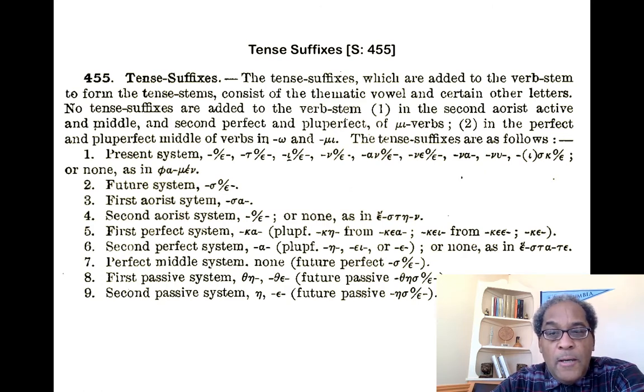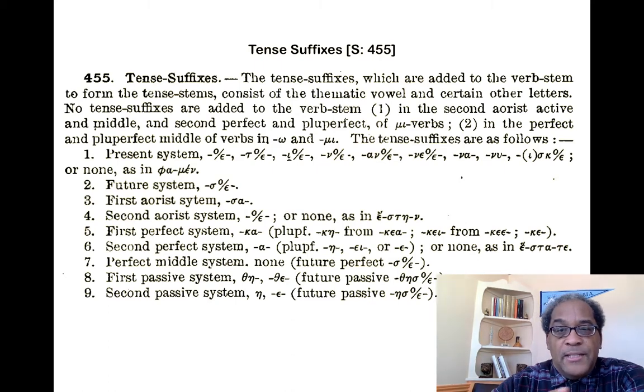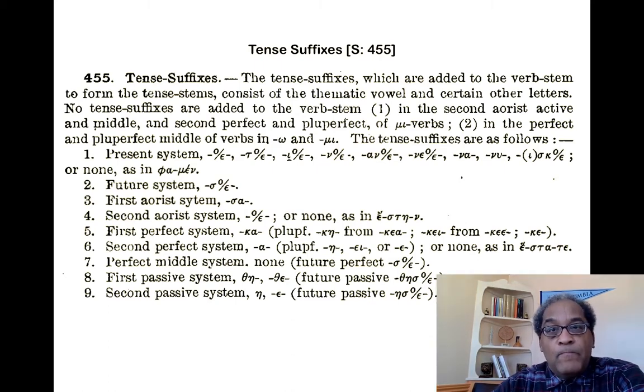or no suffix at all. In the perfect middle system, we have no suffix, but the endings are added directly to the stem. And then in the first and second passive, we have theta eta, or eta alone. And in the future passives, we have theta eta sigma with the omicron thematic vowel, or alpha sigma with the omicron thematic vowel. So again, this chart of tense suffixes found at Smyth 455 is very important to consolidating your sense of the very complex verb system of Greek.